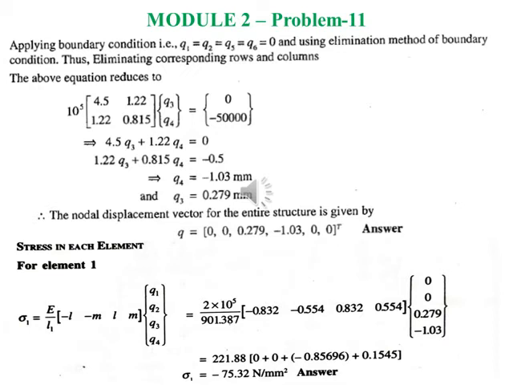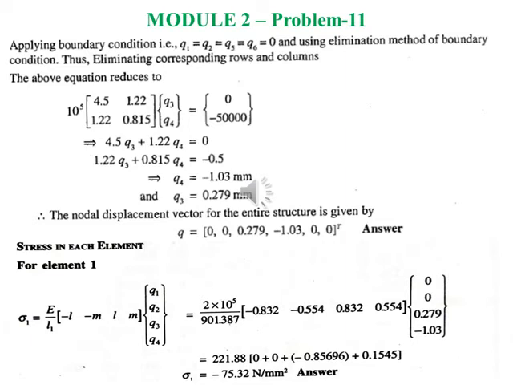Hence Q1, Q2, Q5 and Q6 become 0. So by the elimination method of boundary conditions, eliminating row 1, column 1, row 2, column 2, row 5, column 5, row 6 and column 6, we get the matrix in a simplified form as a 2 by 2 matrix, which is written down in the slide as seen here. So now we have two unknowns Q3 and Q4 and two equations.